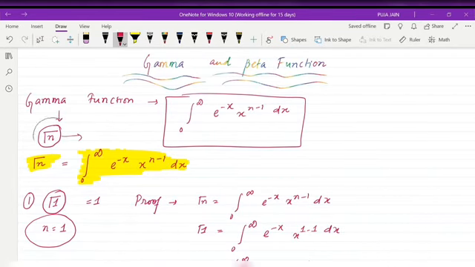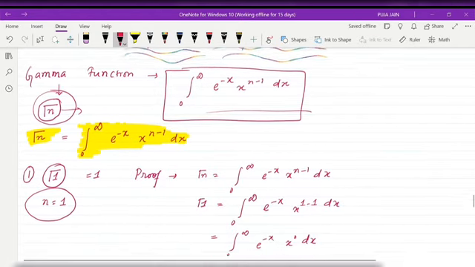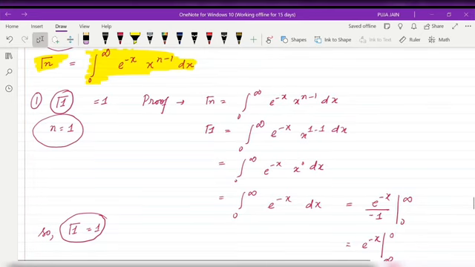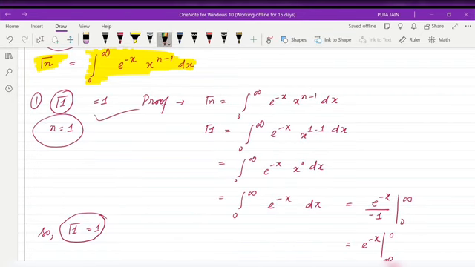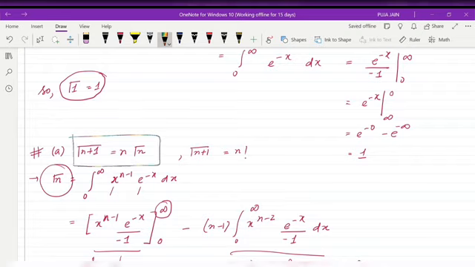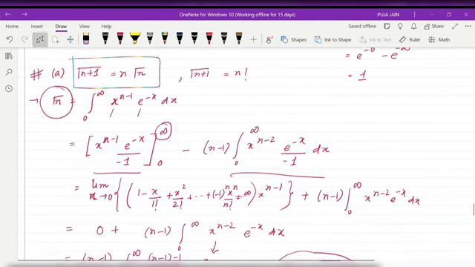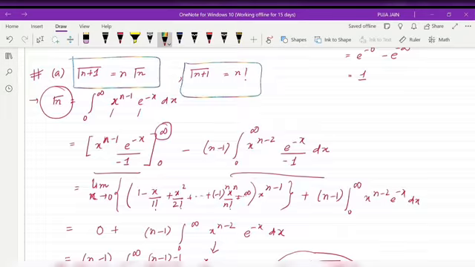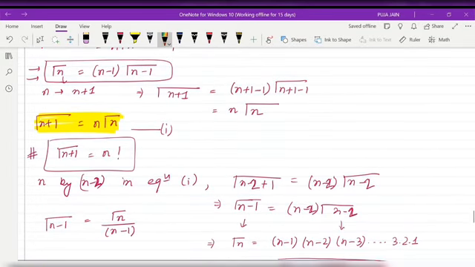For n, we are denoting the gamma function in this way, and the value is the integral from 0 to infinity of e to the minus x, x to the n minus 1 dx. We have proved gamma 1 is equal to 1. Next important formula which you need to know is gamma n plus 1 is equal to n gamma n, and gamma n plus 1 is equal to n factorial. We have proved these two results.